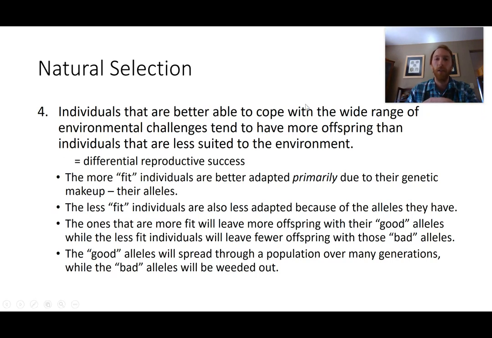Basically, those that are more fit make more offspring, and they carry along those fit alleles, those alleles that give them higher fitness, those alleles that are well adapted to the current environment. The less fit individuals do not pass on their alleles that make them less fit, so those get weeded out over the generations, and the allele frequency for the quote unquote good alleles, the ones that make them better adapted for that environment, increases in frequency. All right, so that's natural selection, again, the 4 principles of natural selection.